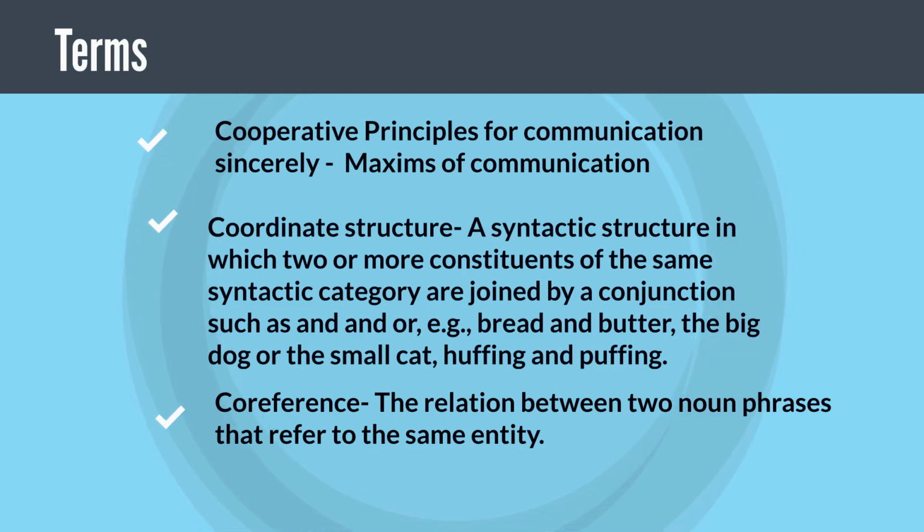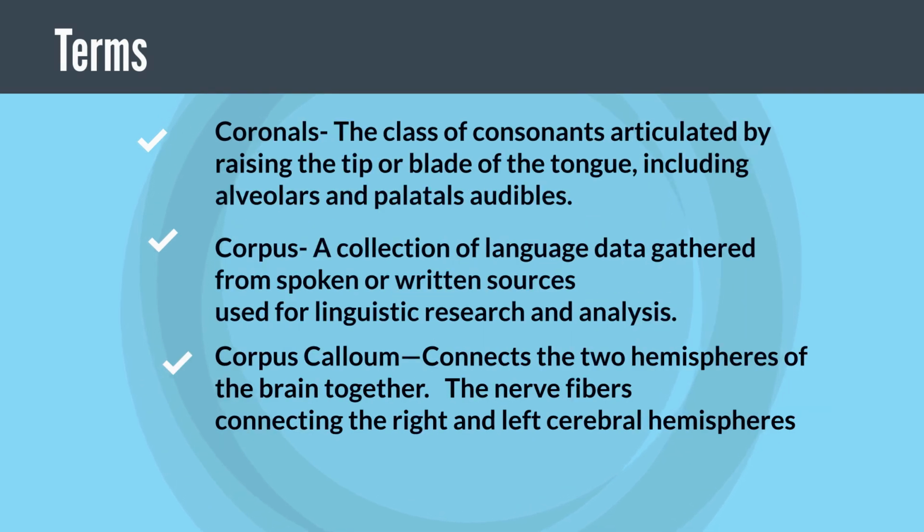Coordinate structure, a syntactic structure in which two or more constituents of the same syntactic category are joined by a conjunction such as and or or. Example: bread and butter, the big dog or the small cat, huffing and puffing. Coreference, the relation between two noun phrases that refer to the same entity. Coronals, the class of consonants articulated by raising the tip or blade of the tongue, including alveolars and palatals.